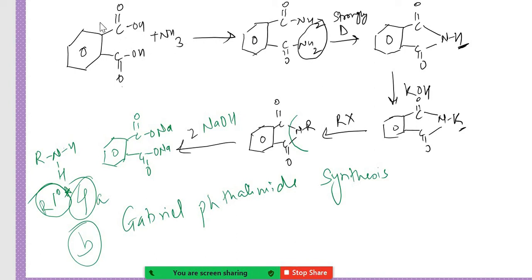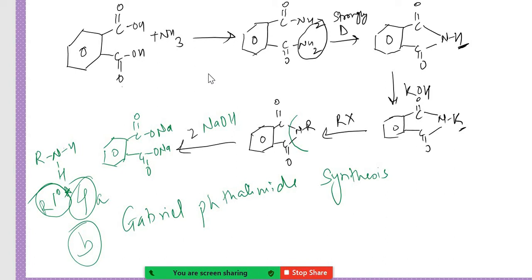So let's start ahead. Suppose I have a phthalic acid. Now we know it is an acid. So I put ammonia and I can make amide of it. I'll heat it. So what I'll get is phthalimide. But when I strongly heat it, what I get is phthalimide.